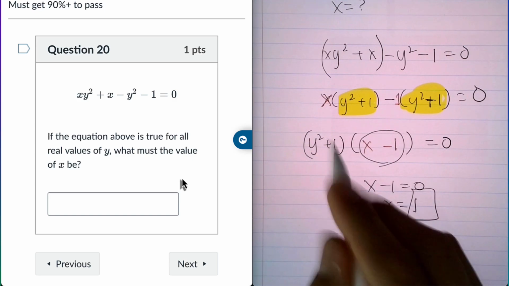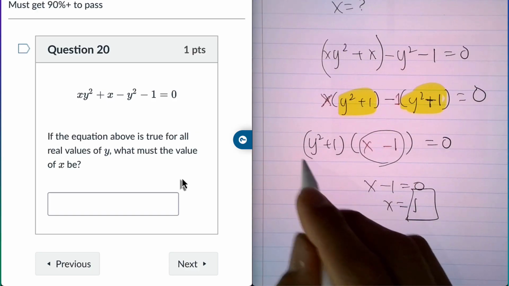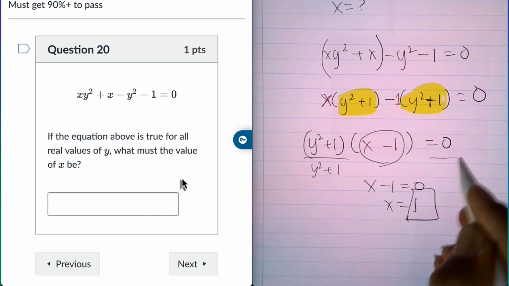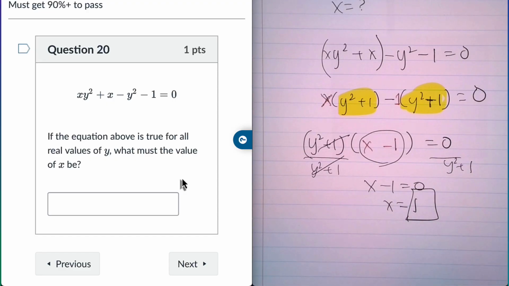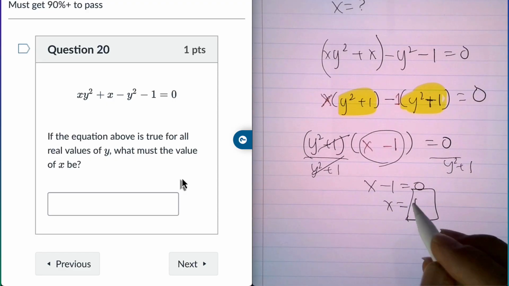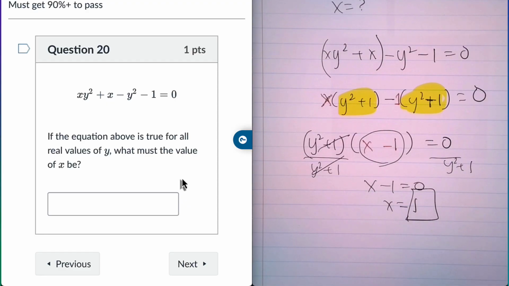And also if you don't like this y squared plus 1 on the left side, you could also divide by y squared plus 1. The good news is that 0 over anything will be 0, including variable expressions. So it simplifies to x minus 1 equals 0, then x has to be 1.